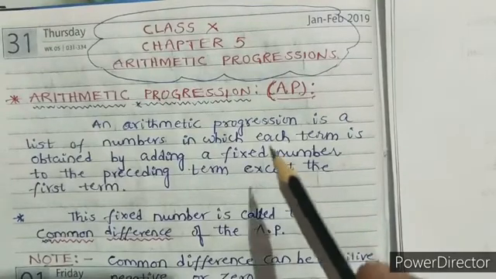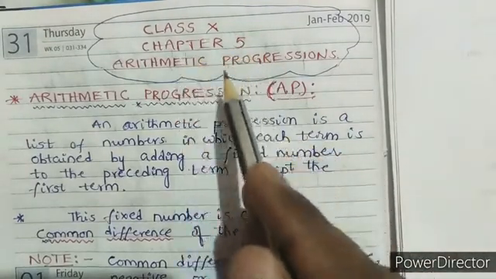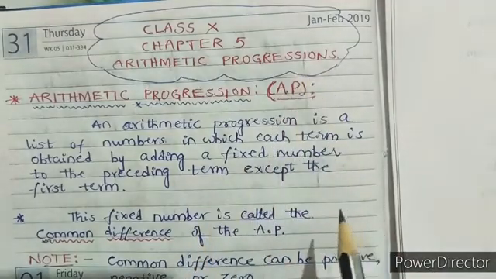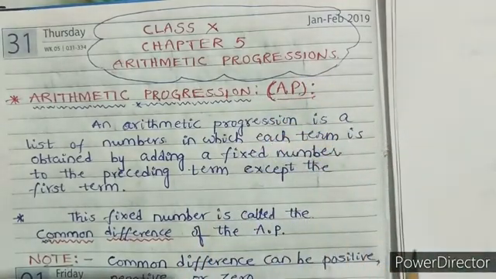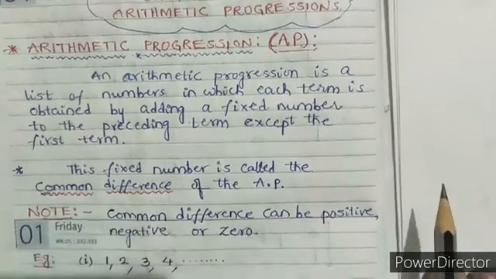We are discussing class 10 maths chapter 5 arithmetic progressions. Before going to the definition, let us discuss some concepts.